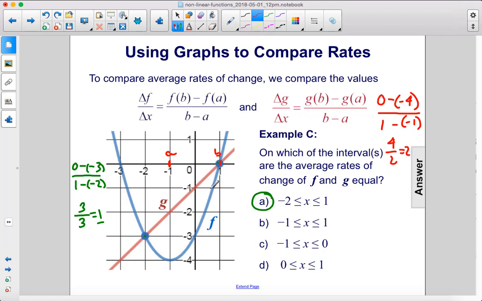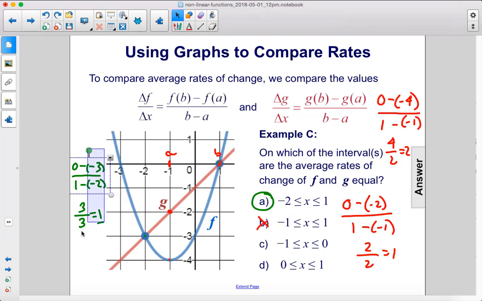So for the blue graph, from here to here, the average rate of change is 2, because we're going up 4 and over 2. Now, for g, from those same exact x values, we are going from here to here. So we have g of b, so that's 0, minus g of a, which is negative 2, over b, which is 1, minus negative 1, which is a, so that is 2 over 2, which is 1. So here you can see the average rates of change are different between f and g, so b is not right. I'm going to erase this to make a little room, and erase these.